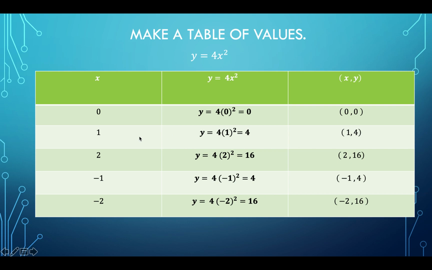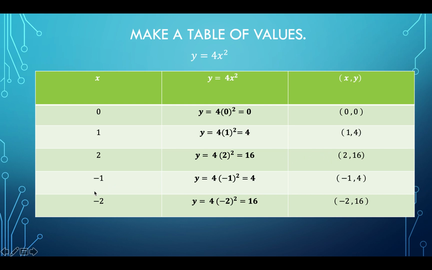Then for x is equal to 1. Wherever there's an x, we're going to plug in 1. So our equation will be 4 times 1 squared. 1 squared is 1 times 1, which is 1, times 4, which is 4. So our coordinates are 1, 4. Then we have x is equal to 2. Wherever there's an x, we plug in 2. So we have y is equal to 4 times 2 squared. 2 squared is 4. 4 times 4 gives me 16. So my coordinates are 2, 16.